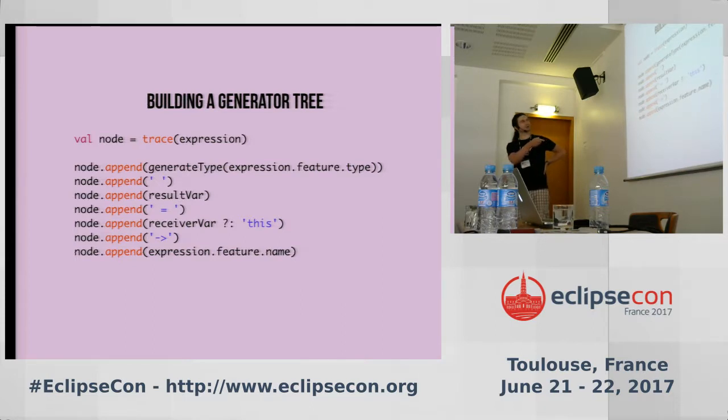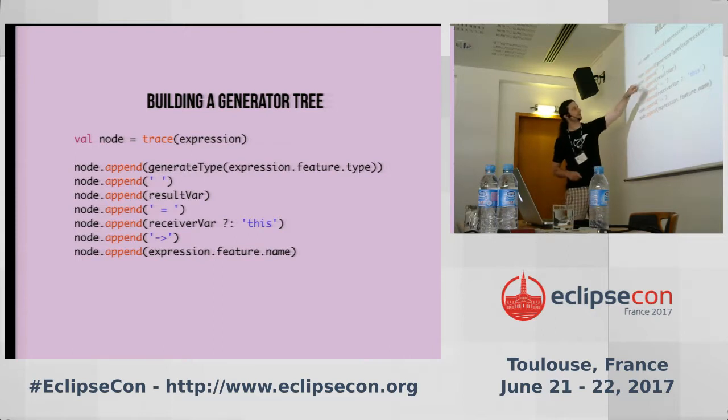So the first line here says we want to trace the whole expression from our source AST, and we get a composite node as a result. And then we can call these append extension methods here to add content to that composite node. So first we add the type, then the result variable name, an equal sign, the receiver variable name, some arrow sign, and then the actual feature name that we want to access. And so all these append statements make sure that we have the correct output code, and the trace method here makes sure that all this collected output code will be mapped to this expression.